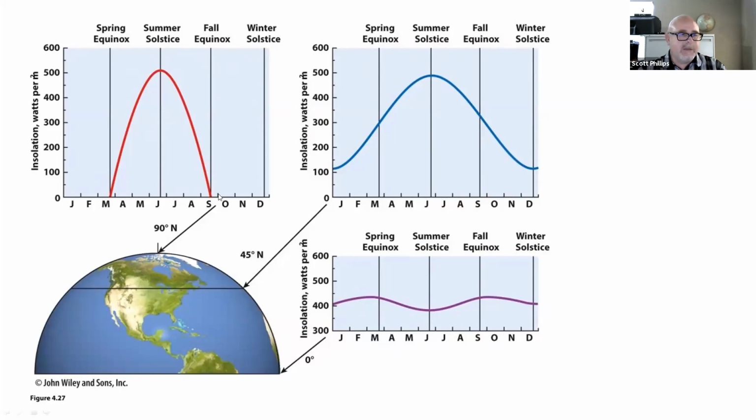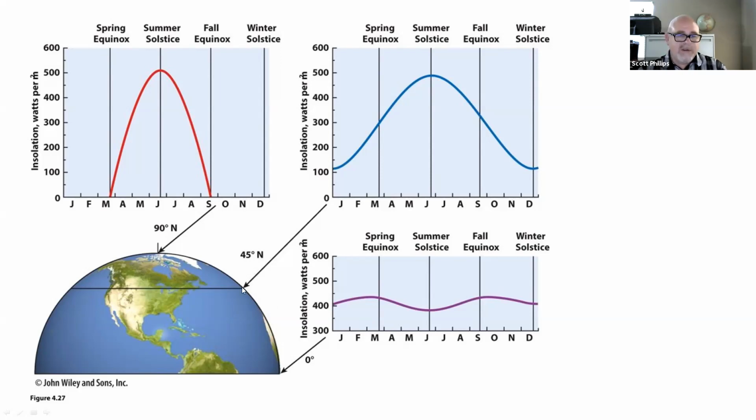This is showing how much energy is being absorbed from the sun over the course of the year at different latitudes. Here at the North Pole, remember the North Pole is in darkness for 6 months. And when it's in light, it goes up pretty high to the summer solstice, and then it drops back down, and then it's kind of absent for the rest of the year.